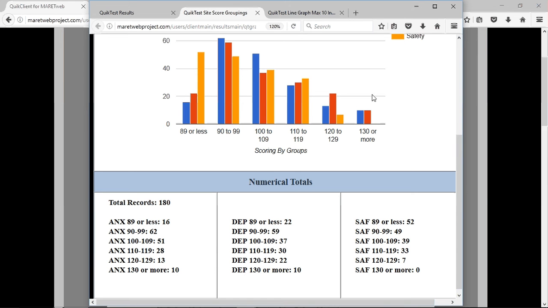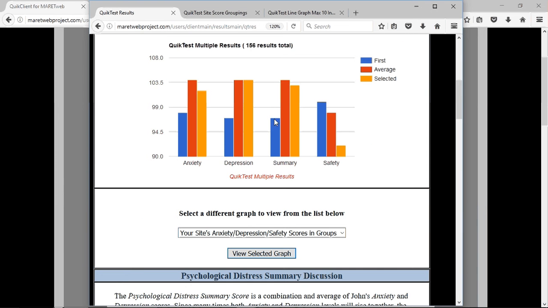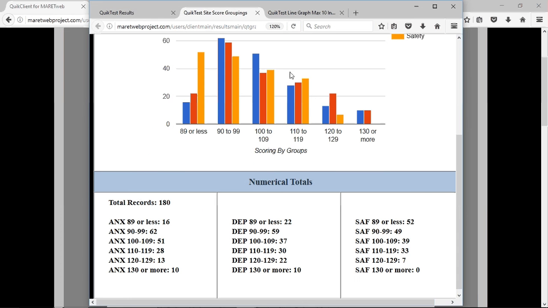Now, if you look at this, there is no score here for safety at 130 and above. You notice down here, safety 130 or more is 0. That means I have not dealt with somebody who has a safety score over 130. Now, if John Doe had come to me and his safety score was 135, I can go to this graph and I can see I haven't dealt with anybody who has a score that high. Out of the 180 people in my database, I have not dealt with somebody that's that high. You've got to ask yourself at that point.